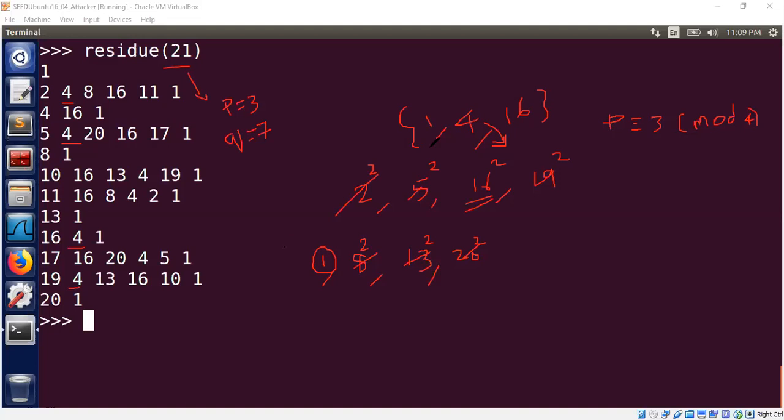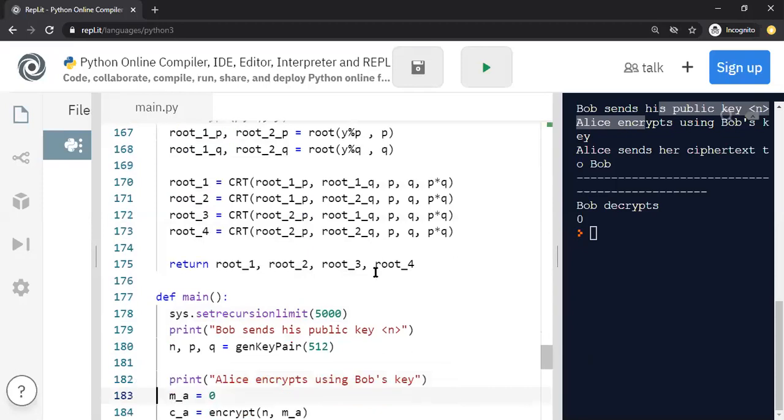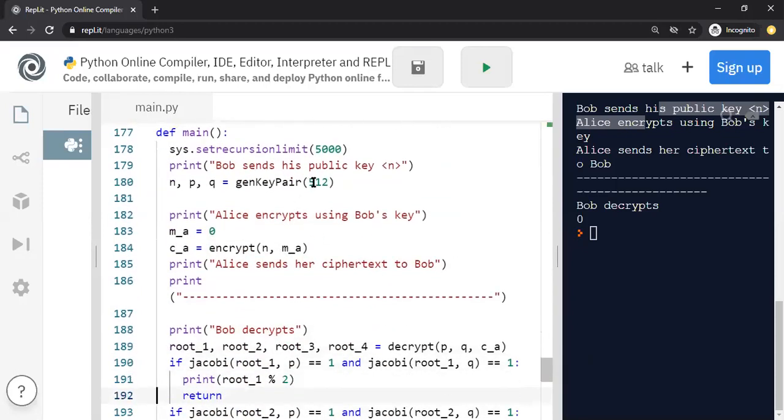Okay, let me now show you a demo of this, and then we will wrap it up. What you're going to see is my little implementation of this algorithm, right? And I will quickly show you what things are happening. Of course, for demo purposes, I took 512 bits. In production, you will be using 2048 or more.